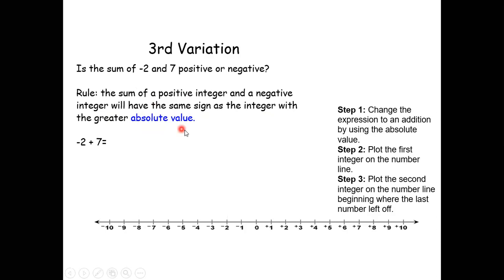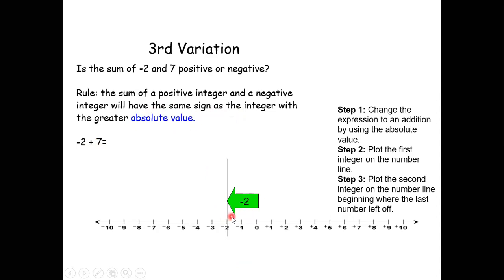You know what absolute value is? Absolute value means the number without its sign, right? So what is the absolute value of -2? 2. What is the absolute value of +7? 7. So which number is greater, 2 or 7? 7 is greater, right? So here the answer is positive because the bigger number has the positive sign. The sum of a positive integer and a negative integer will have the same sign as the integer with greater absolute value. Here the positive number has the greater absolute value, so the answer should be positive.